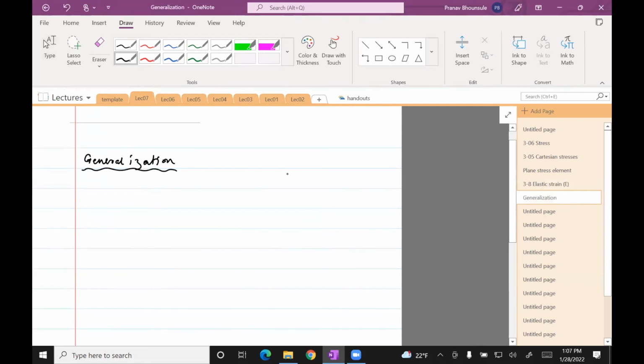So I looked at a 1D case, but let's look at a 3D case where there is stress in all three directions. And there will be an equivalent stress on the other side: sigma x, sigma y, sigma z.